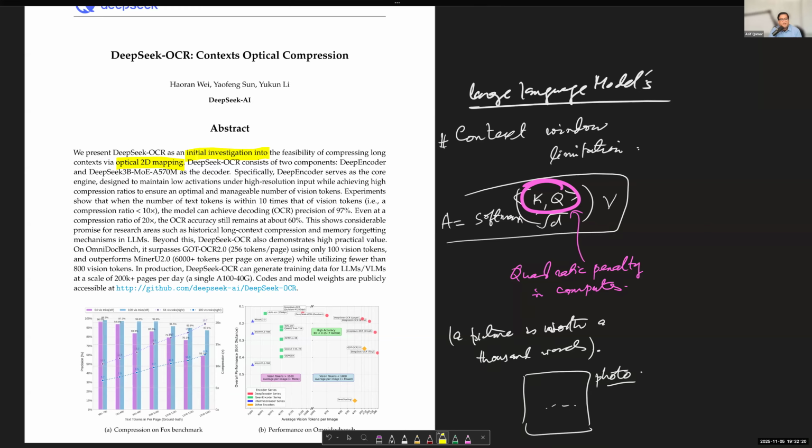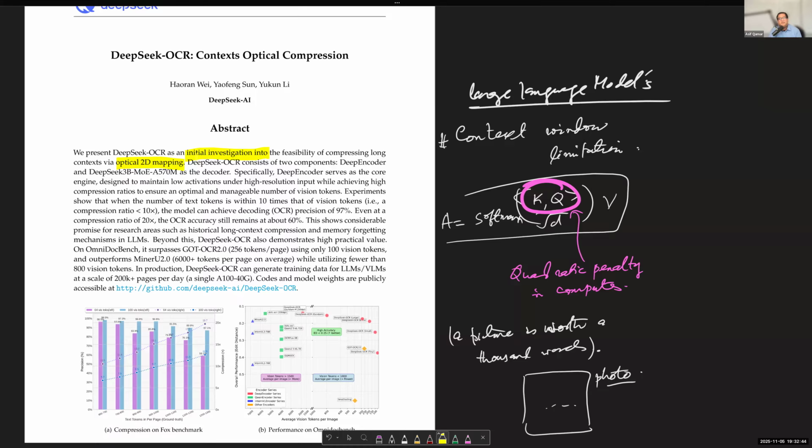Then they are saying it achieves high compression ratios to ensure an optimal and manageable number of vision tokens. So what they're saying is, see, when you convert 1,000 words into one page, and let us say for the sake of argument that you can take the page and make it only 64 patches or 100 patches. Let's say 100 patches. So what have we achieved?